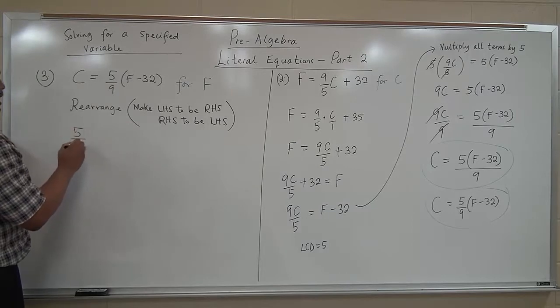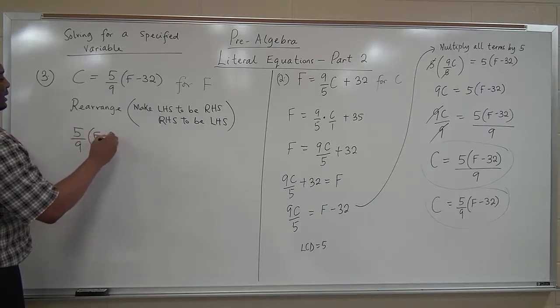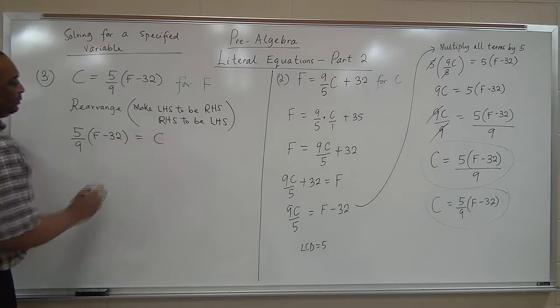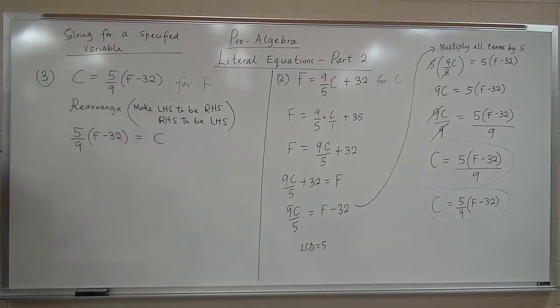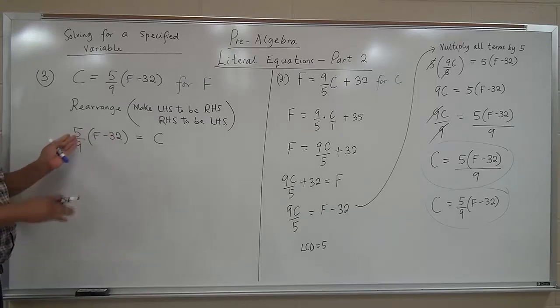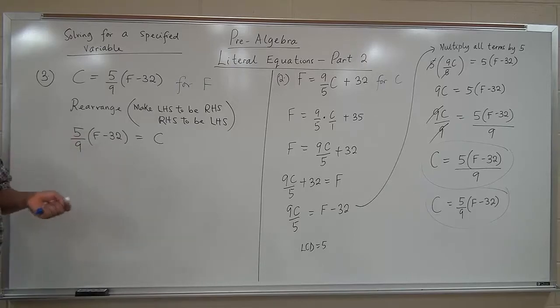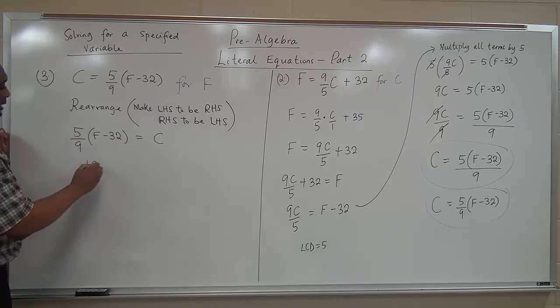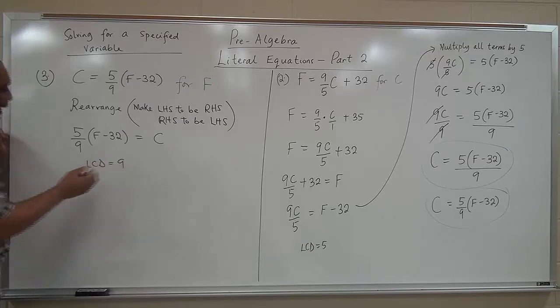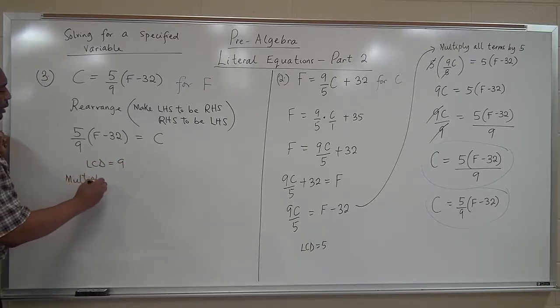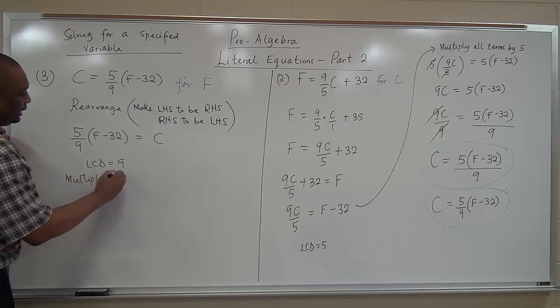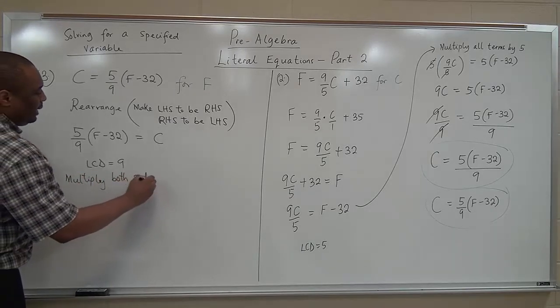So this is 5 over 9 times F minus 32 equal to C. Then this is a fraction. You can, this is all divided by 9. So we want to clear the fraction. The LCD is 9. You multiply both sides by 9.